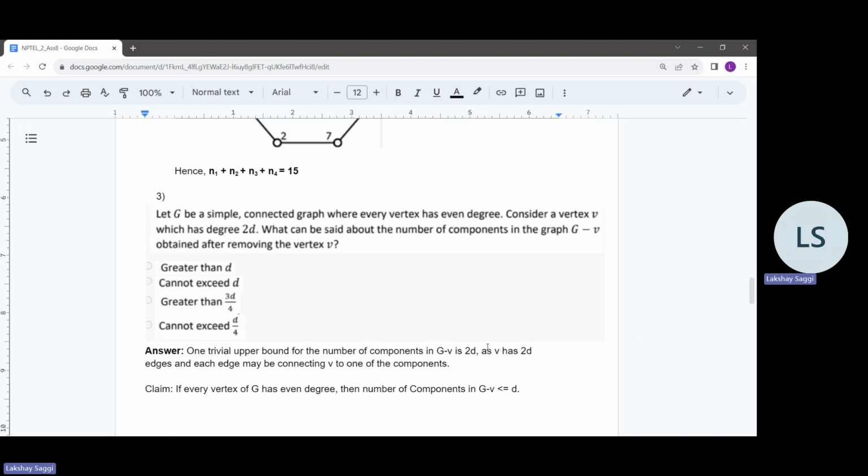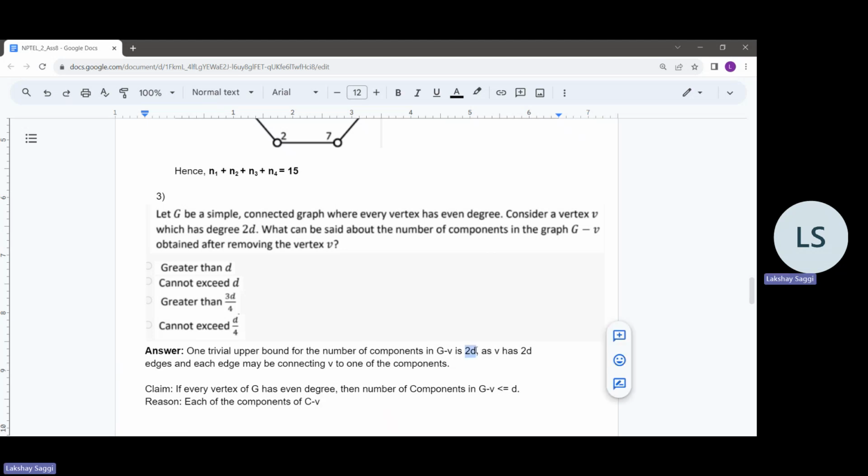So maybe I should write it down a bit to make it clearer. As V has degree 2D, each edge may be connecting V to one of the components. Each of the components of G minus V, like this was the claim, and this is the reason why the number of components will be less than or equal to D.